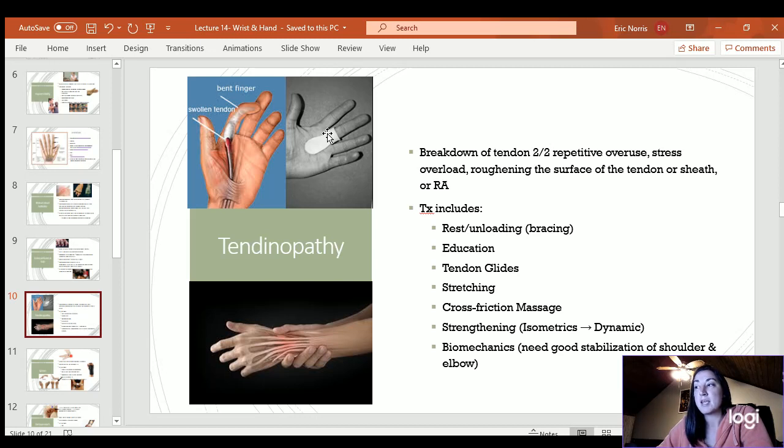With biomechanics, we need good stabilization of the shoulder and the elbow in order to have good movement of the hand. Remember, proximal stability before distal mobility. You guys got that by now, don't you?